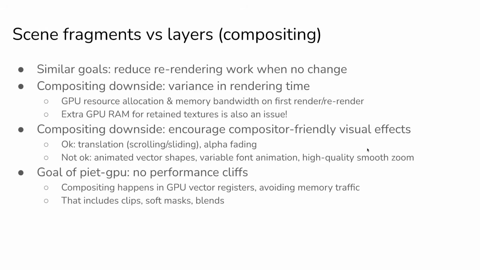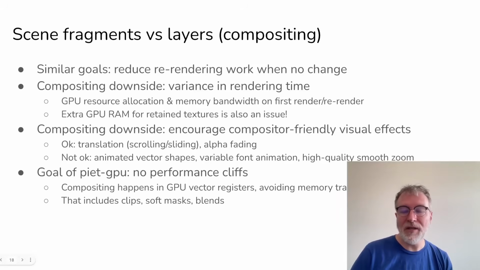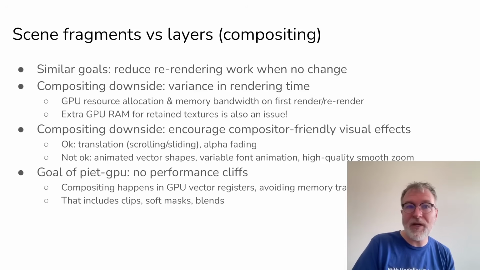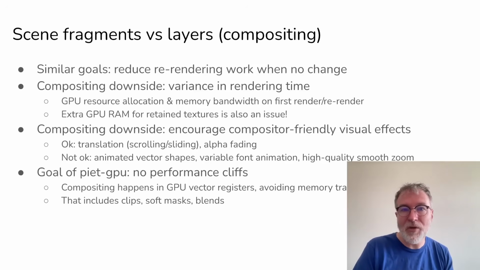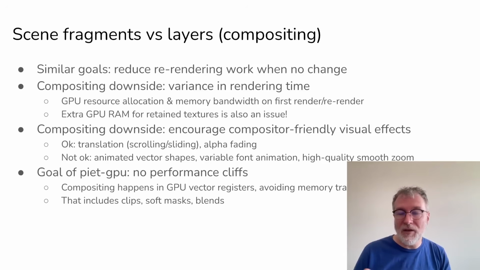Yeah, so I did want to talk a little bit about this. If you look at all of the Apple stuff, they're very focused on compositing. You render, maybe using some expensive rendering like software rendering, into the layer, and then you do all this compositing. And this is a very complex trade-off, right? The goal of using compositing and the goal of the scene fragment approach that we're doing is the same: you want to reduce the re-rendering work when there's no change. But there are some problems with compositing that we're trying to address.